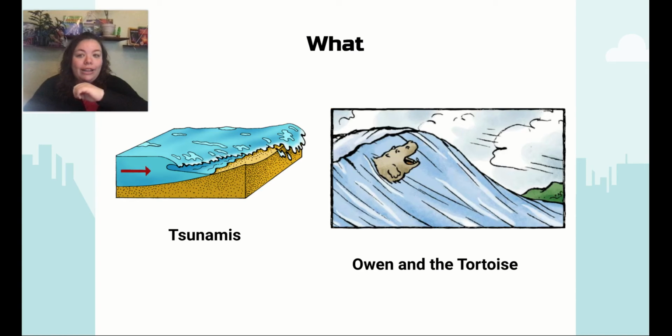When we are comparing these books, Tsunamis and Owen and the Tortoise, we can also talk about the fact, what are they about? They're both about tsunamis. Even though one is nonfiction, the tsunami book is nonfiction, and one is fiction for Owen and the Tortoise, they are still both about the same topic. They are both about tsunamis.